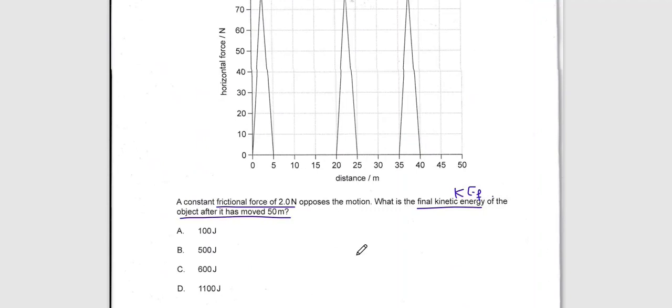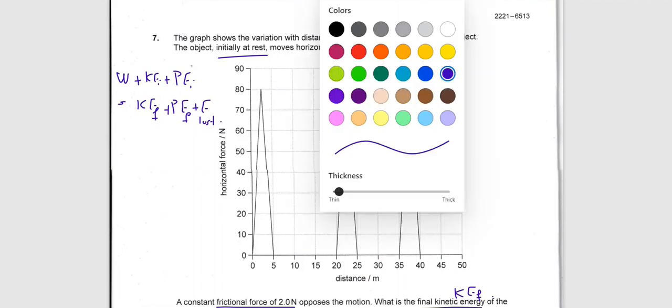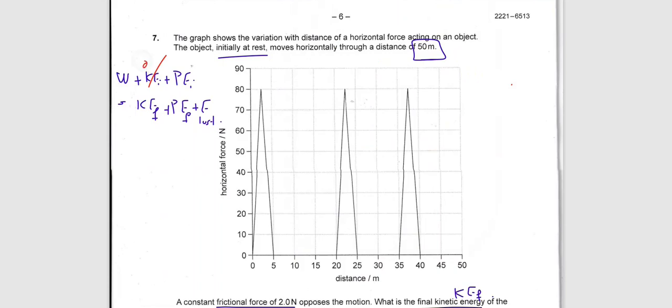Now we're going to use conservation of energy to solve this question. Conservation of energy: work applied plus kinetic energy initial plus potential energy initial will equal kinetic energy final plus potential energy final plus the energy lost as heat. Now the object initially was at rest, so I don't have initial kinetic energy. So this is 0. There is no height, so there is no gravitational potential energy.